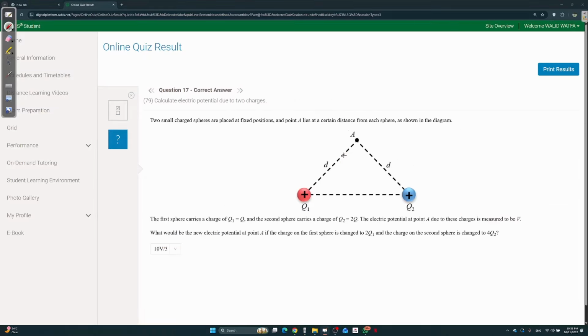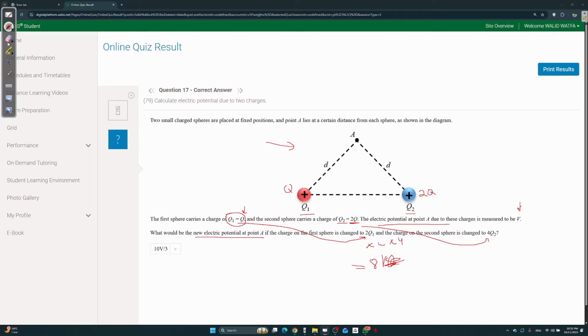Q17 is also very easy. Over here basically you have a setup. You have Q1 and Q2. They told us that the charge of Q1 is Q, so we're just going to call this Q. The charge of Q2 is 2Q, so we're going to put 2Q over here. Cool. They said the electric potential at point A is called V. What would be the new electric potential if the first sphere is changed to 2Q1 or the second sphere is changed to 4Q2? Now, what people think, they say, oh, times 2 times 4, so we're going to put 8V.